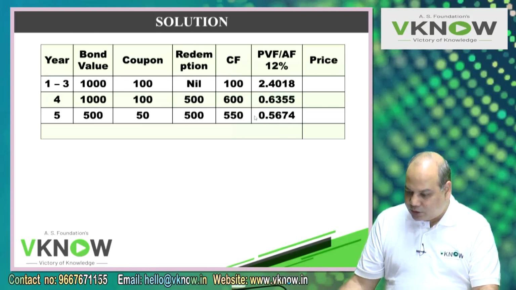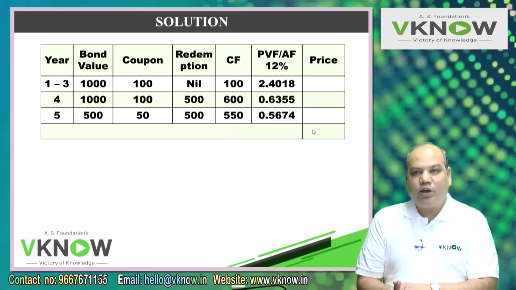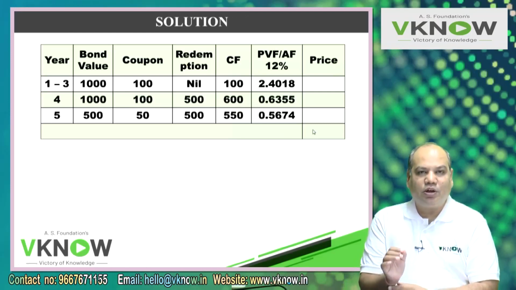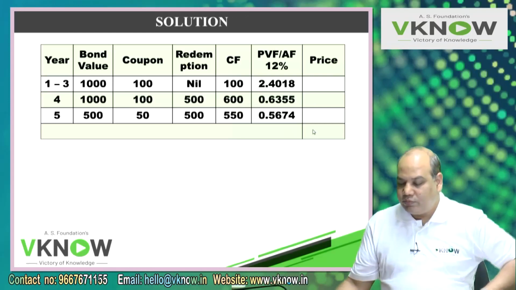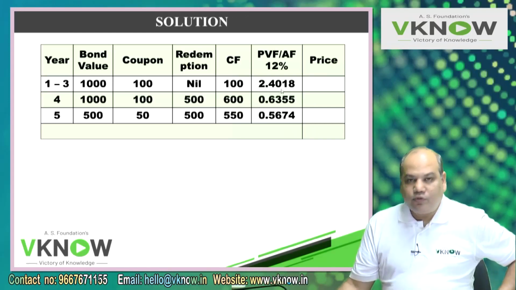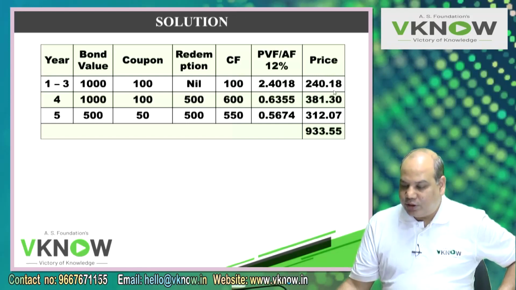You have to multiply these two columns and add. Use memory plus function to save time. First, all clear. Check whether memory has any number. If some calculators, even after pressing all clear, the memory contains the number, press MRC 2 times. Start now. 100 into 2.4018 equal to M plus 240.18. 600 into 0.6355 equal to M plus 381.30.